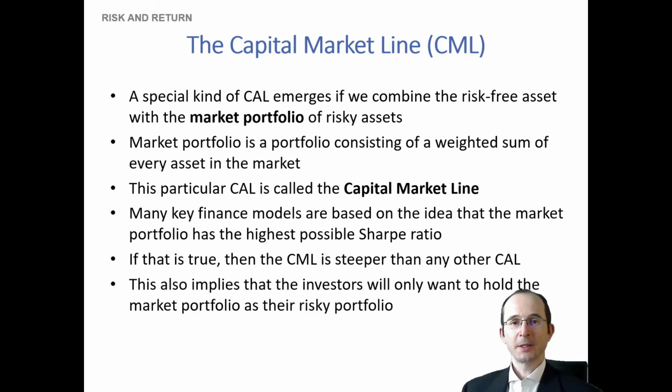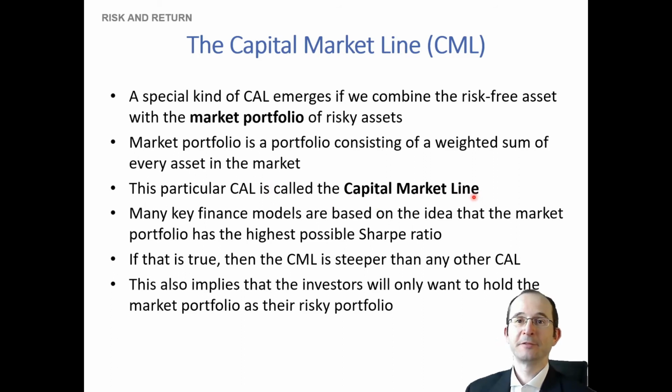So we can construct these capital allocation lines for any combination of risk-free asset plus risky asset. But now let's consider a special one, which is the market portfolio. The market portfolio is essentially a weighted portfolio of all assets in the market. We can think maybe market cap weighted, or we can think equal weighted. And what this capital allocation line would be is a capital market line.